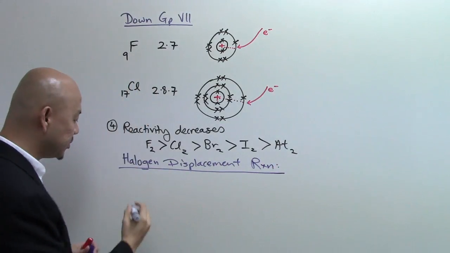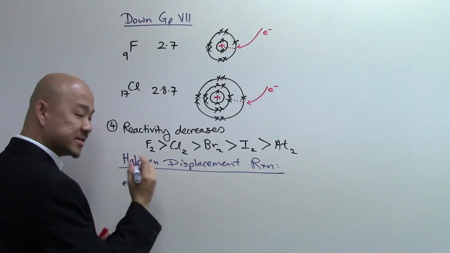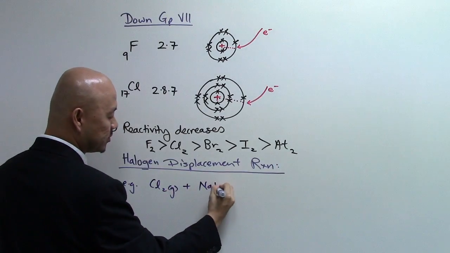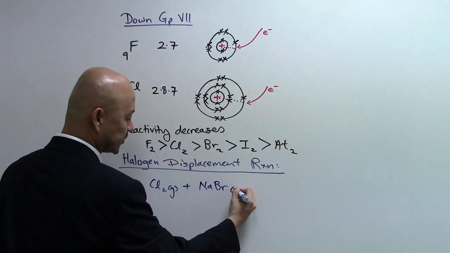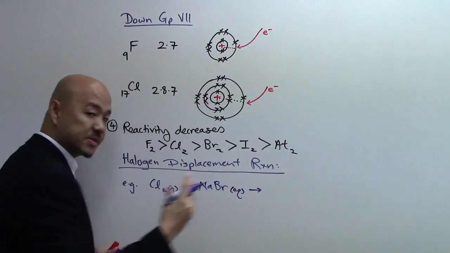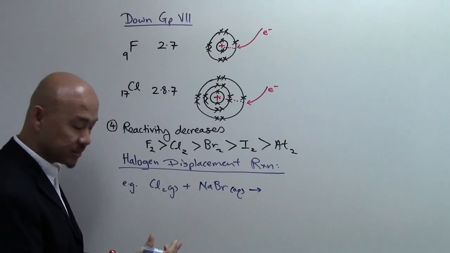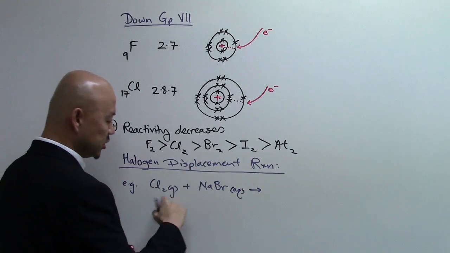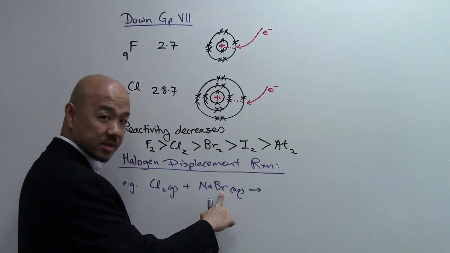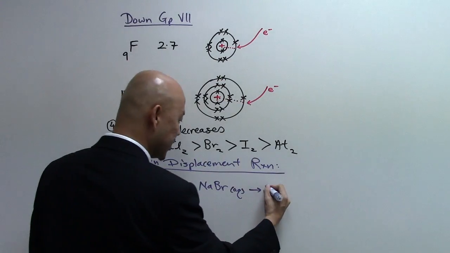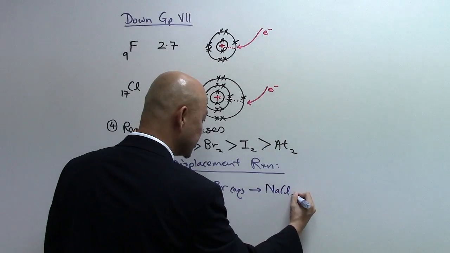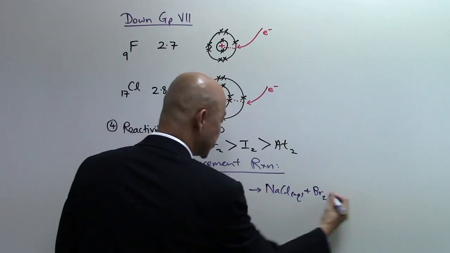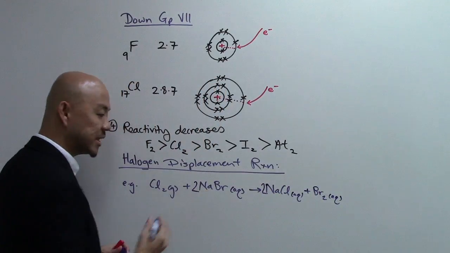Let me give you an example. Let's say we add chlorine gas into sodium bromide solution. We'll expect it to have a reaction. Since chlorine is more reactive than bromine, as you can see, so chlorine will displace bromine out of sodium bromide, and we get sodium chloride solution and bromine solution. To balance it, it looks like this.